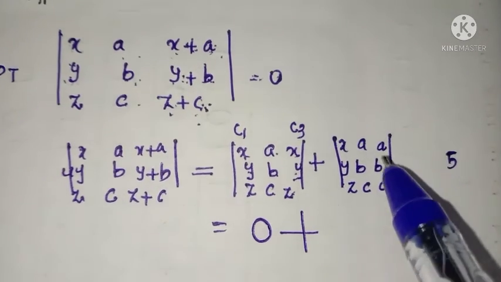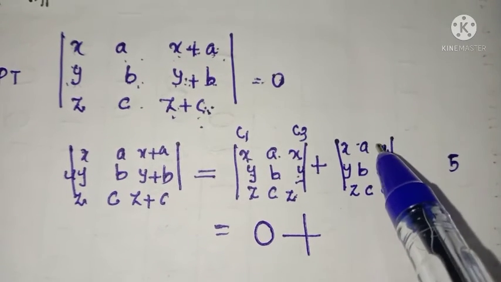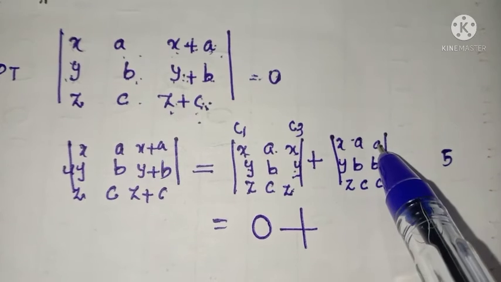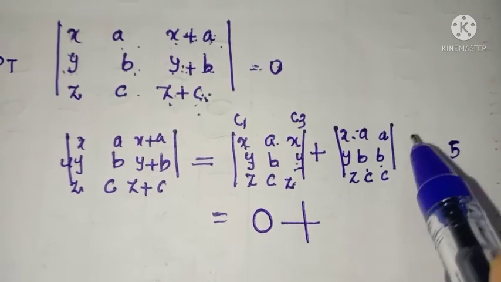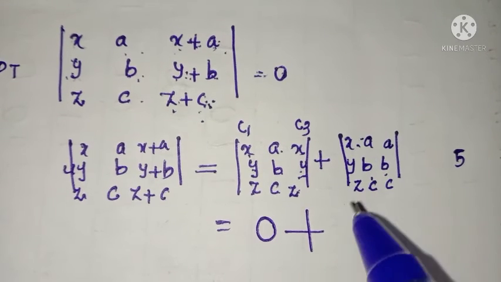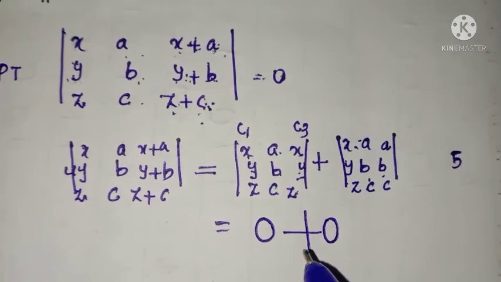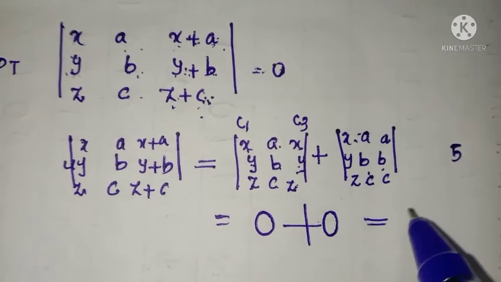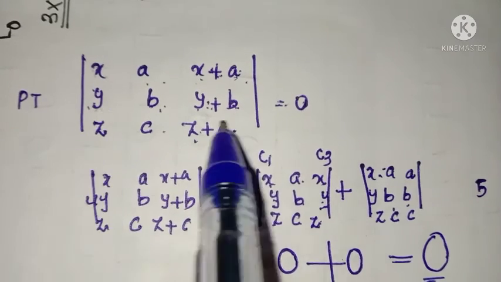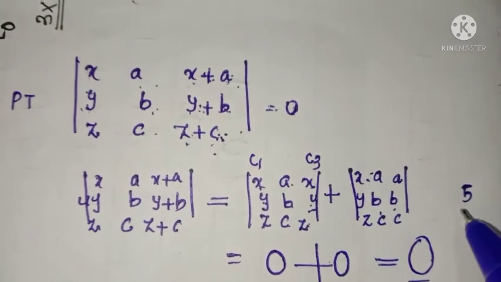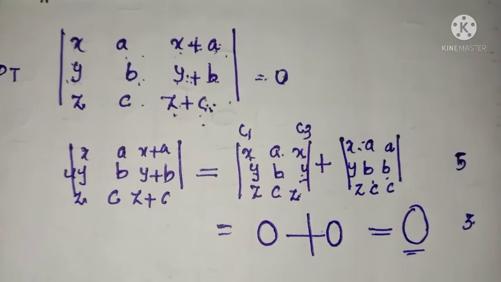Plus, look here, second column and third column. In the second column and third column, all the elements are the same, a, b, c. So again by property number 3, its determinant value is equal to 0. So 0 plus 0 gives 0. Okay. So the given determinant is equal to 0 by property number 5 and property number 3.